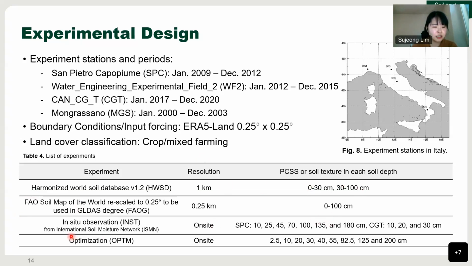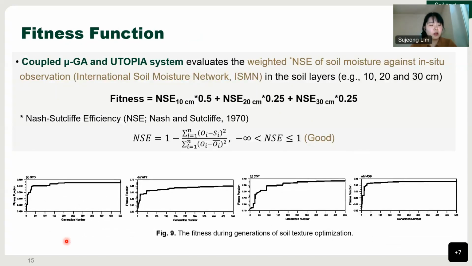The INSD experiment used in-situ observation, measuring the percentage of clay, silt, and sand, but only a few stations have this observation, and the measured soil depths are different. OPTM was used to optimize the percentage of clay, silt, and sand. The optimized soil texture was evaluated using soil moisture performance.